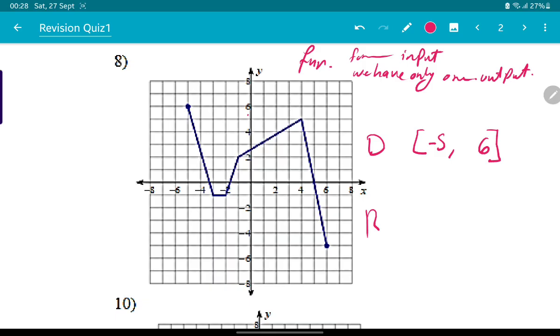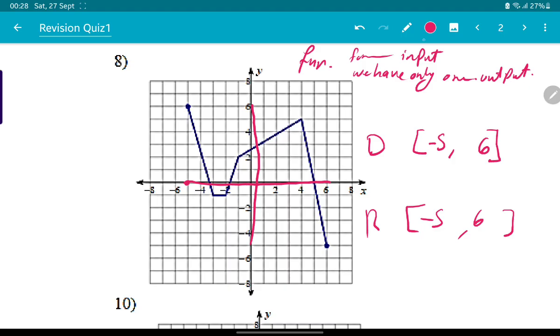Okay, for the range we take the lowest. The -5 is the lowest point of the graph, and the highest is 6. So this is the range from -5 to 6, and the domain from -5 to 6.